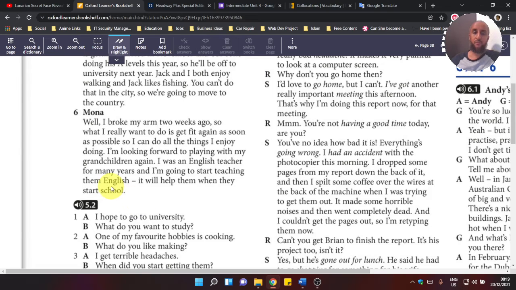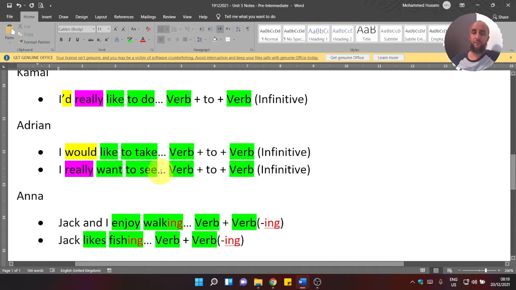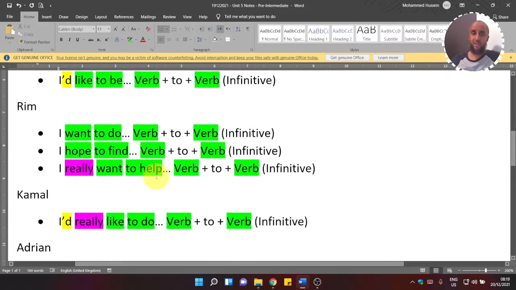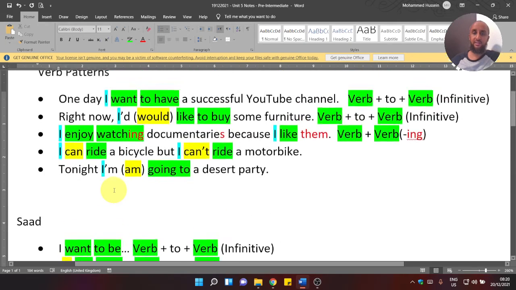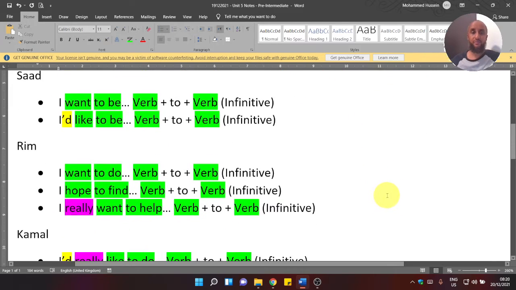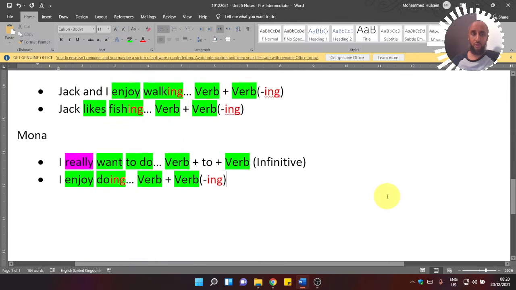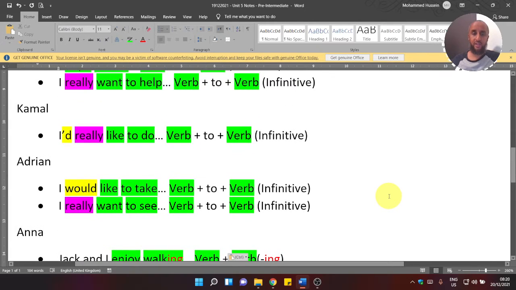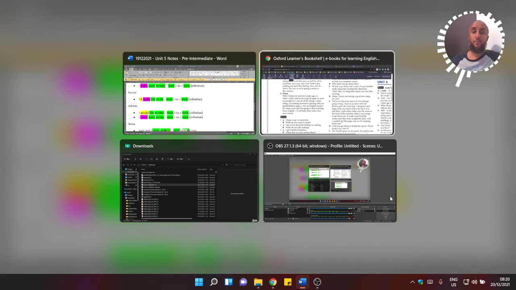So far I'm just focusing on two patterns here. The first pattern is verb plus to infinitive, and the second pattern is verb plus verb ing. There are many patterns, by the way. We're just starting with the easiest two. Okay, good, excellent, well done, guys. We've done a lot of work today talking about verb patterns.